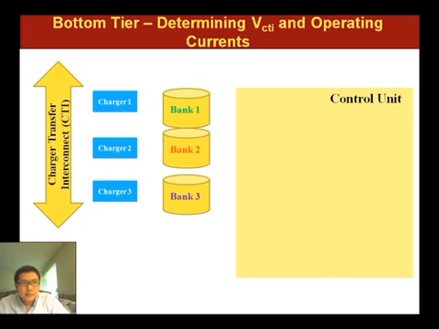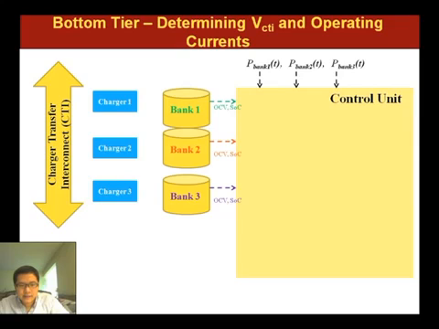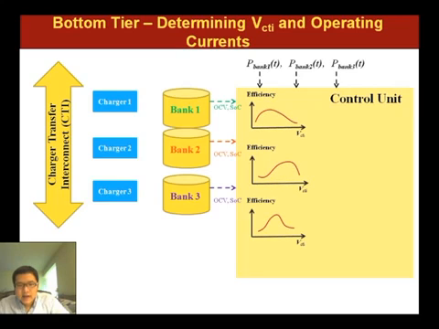Now we describe the bottom-tier algorithm. The bottom-tier algorithm, which is implemented in the control unit of the prototype, takes the input from the outcome of the top-tier algorithm, namely the power assignments. Another set of input to the control unit is the open circuit voltage and the state of charge of each ES bank.